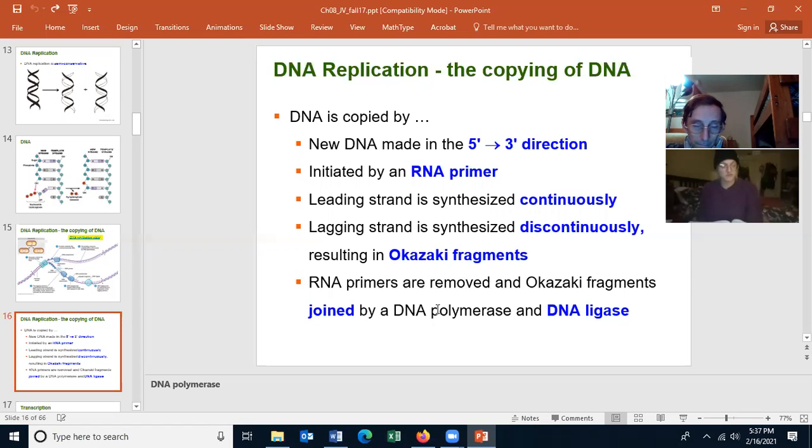And then the places where the DNA are broken, meaning they're not connected, the DNA ligase goes in and makes a link, a covalent chemical bond.